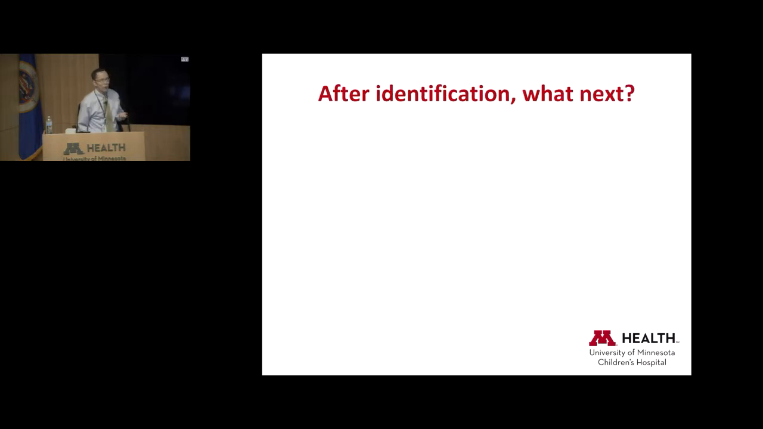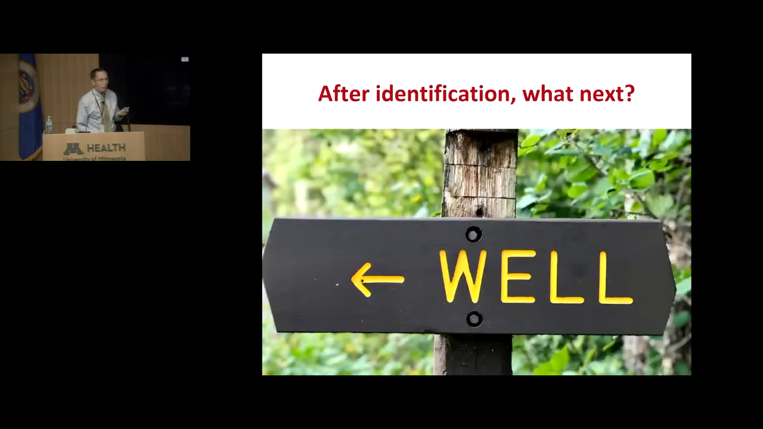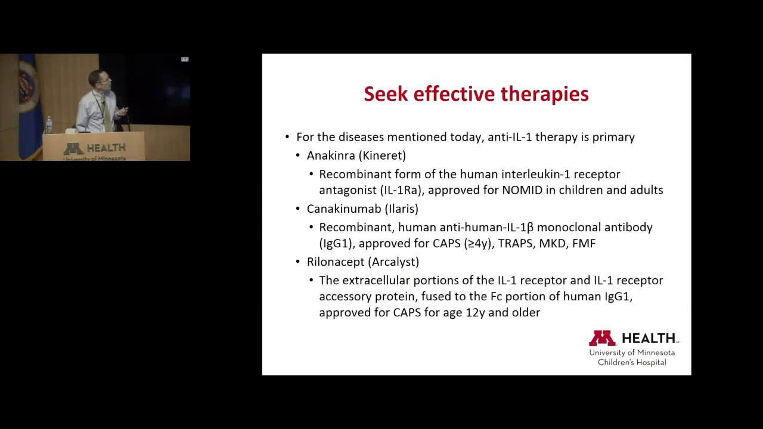So after identification, what next? You don't stop there. As I said, the biology of each of them is unusual and different. And what happened originally with NOMID, it turned out there was a product sitting on a shelf not being used. And it was a breakthrough when people realized it would work. Well, really simple. You just want to make them well. So you go this way and you seek out effective therapies. But there is no one-size-fits-all therapy.